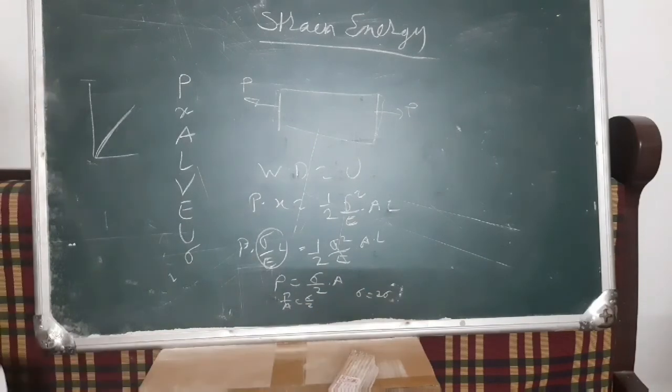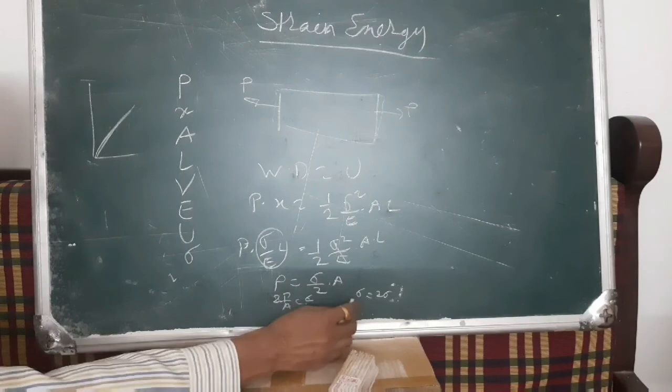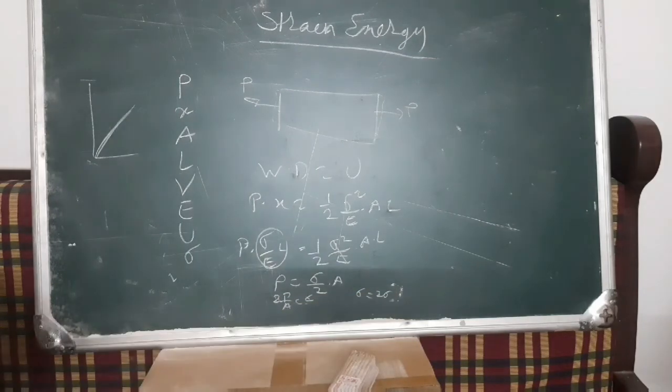What does it indicate? If we take this as 2P by A, we get in that case sigma is equal to 2 sigma. From the above equation, it is clear that the maximum stress induced due to a suddenly applied load is twice the stress induced in a gradually applied load. So this is an important case. After obtaining the value of sigma, the values of extension X and the strain energy can be calculated easily.